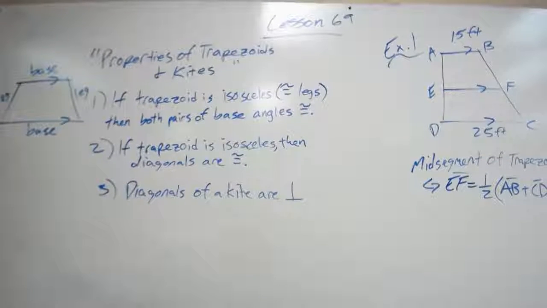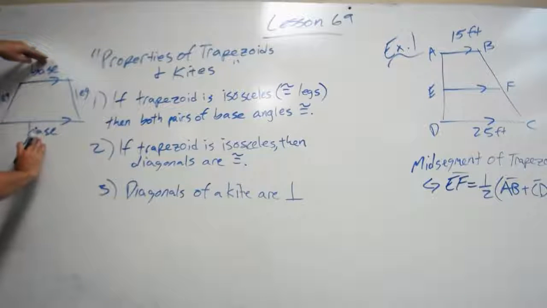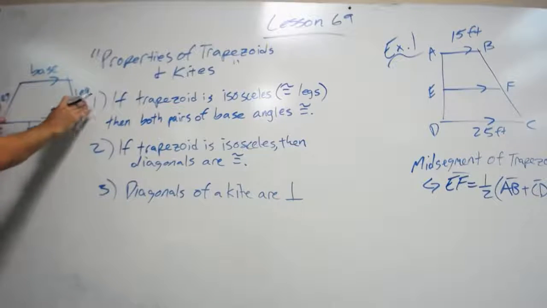In lesson 69, we're going to look at properties of trapezoids and kites. First, let's look at a trapezoid. Let's go a little bit deeper here with trapezoids. I want to label some things. First of all, if you remember, a trapezoid has one pair of parallel sides, opposite sides. Those opposite sides that are parallel are referred to as the bases. The sides that are not parallel are referred to as the legs.